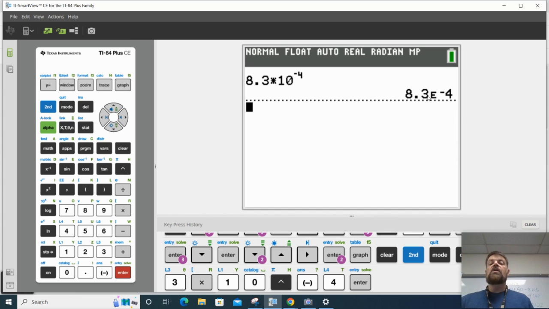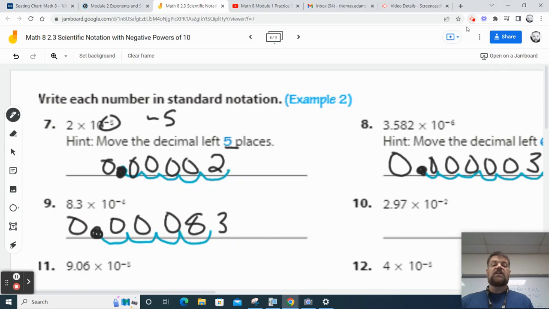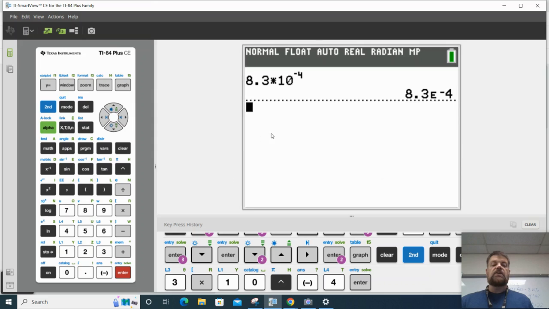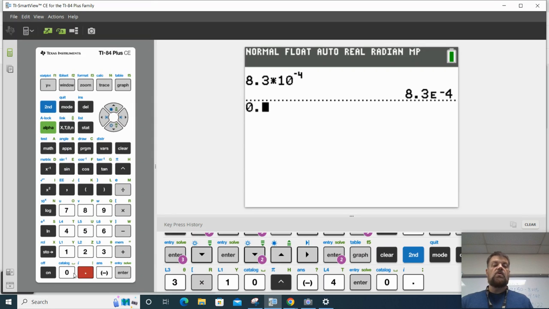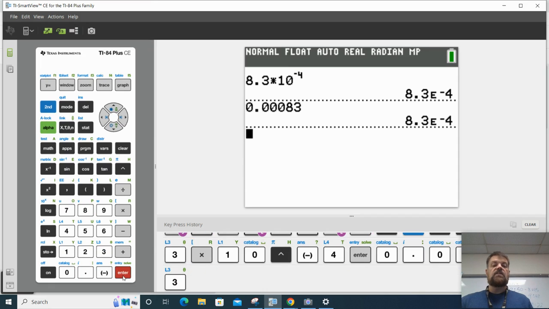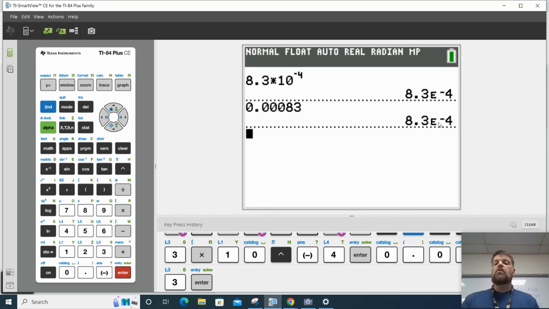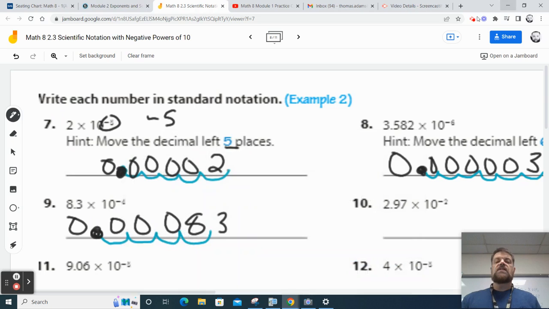Remember when we have the decimal, I have to put the decimal in and let the calculator convert it back. So I've got 1, 2, 3 zeros. What I'm going to do on my calculator is say 0.00083, hit enter. And I should get 8.3 times 10 to the -4. Remember that the E stands for 10 to the whatever number follows the E. Okay? So that's how you do that on your calculator.